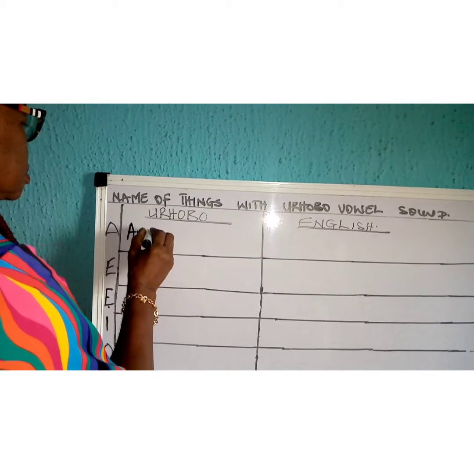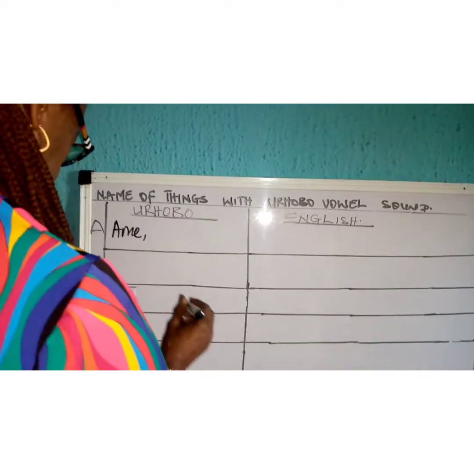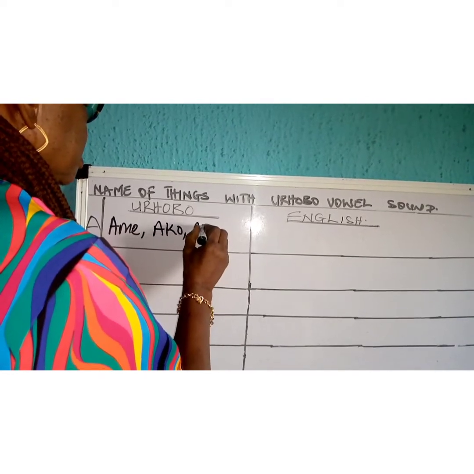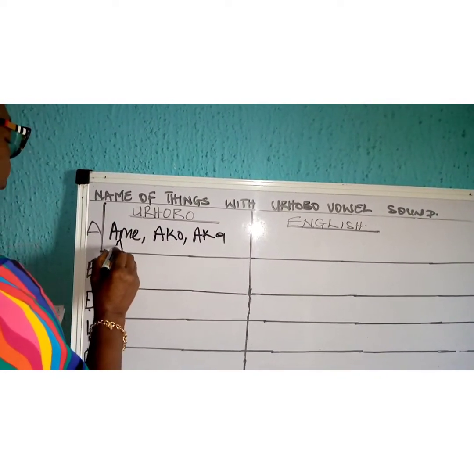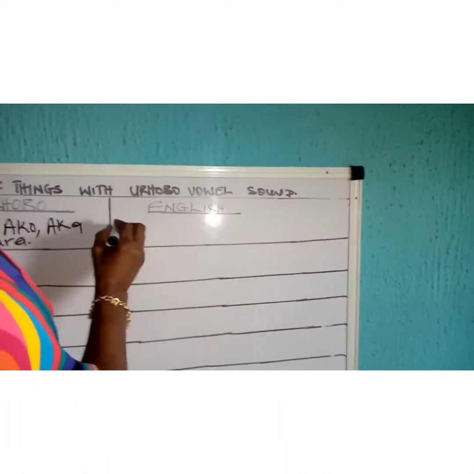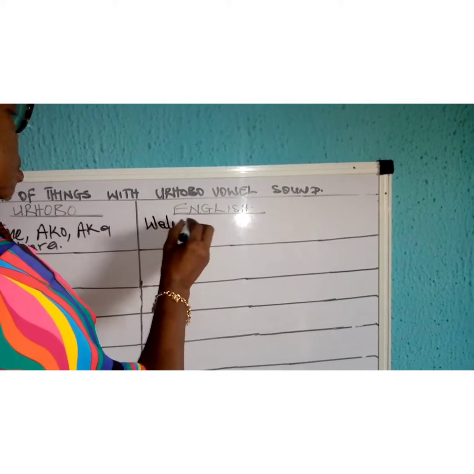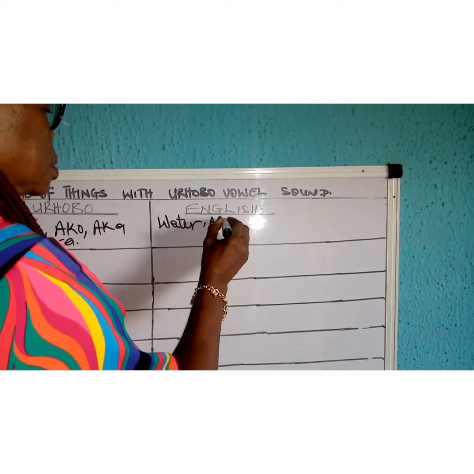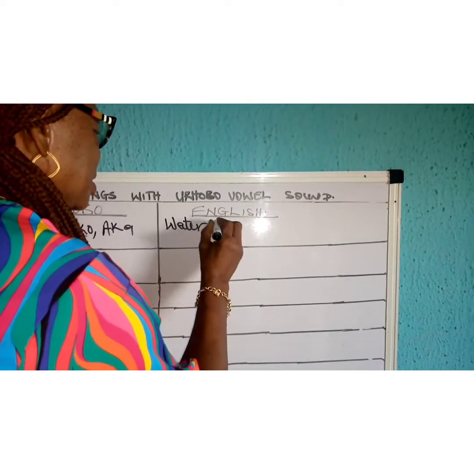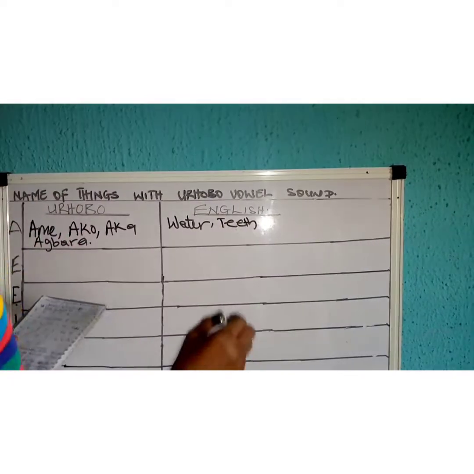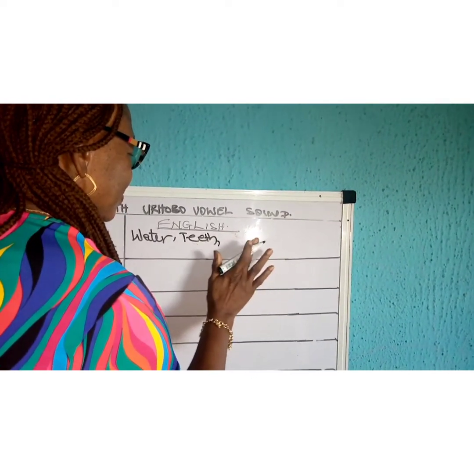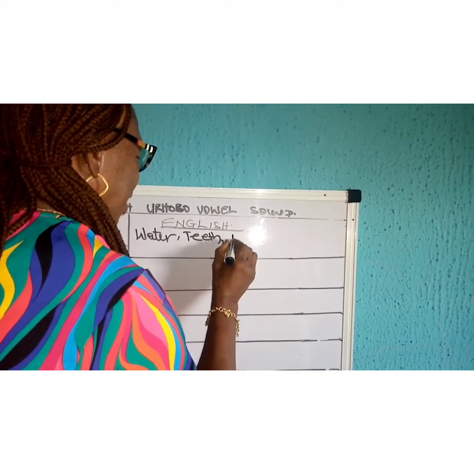Àmì, ako, aka, agbára. Àmì is water. Ako is teeth. Aka is bitter kola.